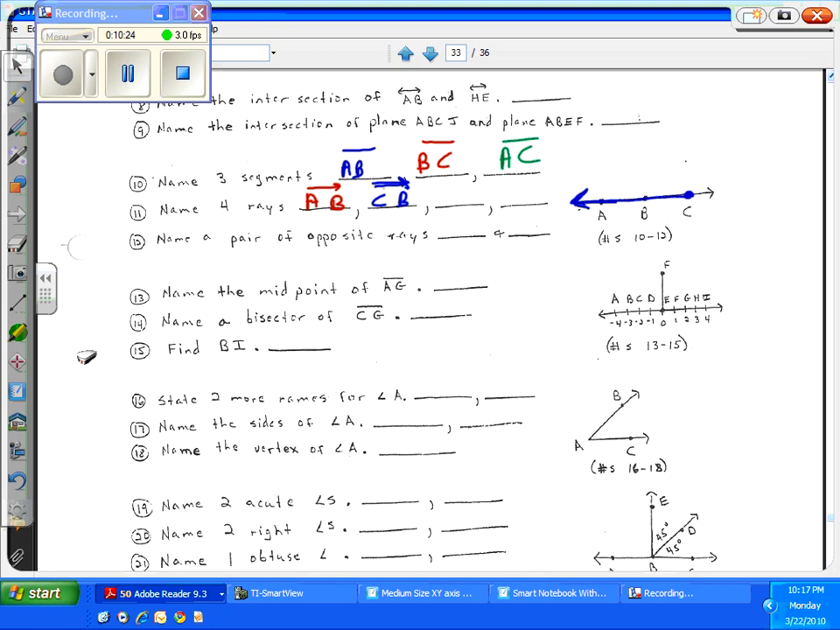So that got the ray starting from A going to the right and the ray starting from C going to the left. We could have a ray starting at B, and there's two rays that start at B. One goes to the right and one goes to the left. So we have ray BA going to the left and ray BC going to the right. Ray BA and ray BC are called opposite rays, and they form a straight line. So the pair of opposite rays would be those two rays with the common endpoint that went in opposite directions, which were ray BA and ray BC. Any questions on section 10 through 12?